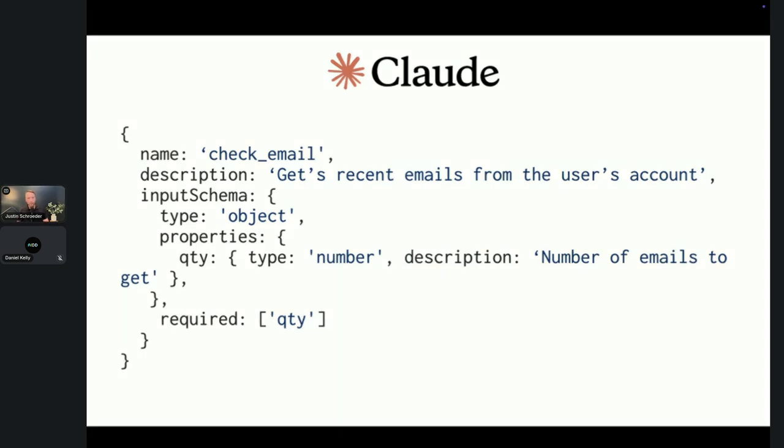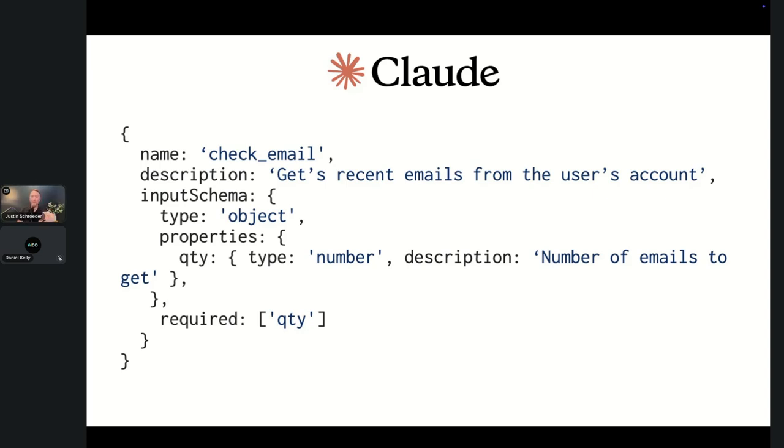And that's where we get to tools. Tools are like functions. So here's a definition for my check email. It basically has the name of the function, a description of when I would want to use it, and then the information that's required to call the function, the number of emails to go get, for example.